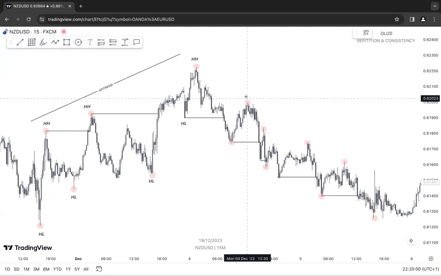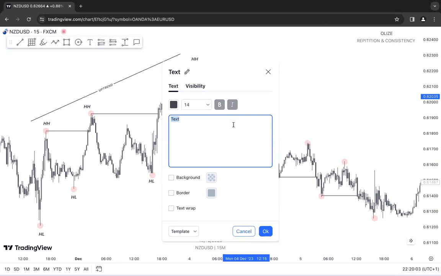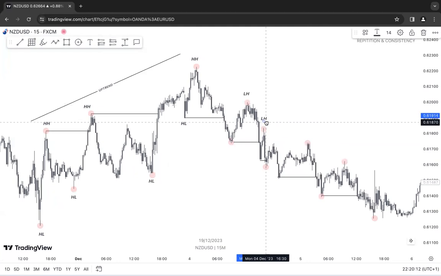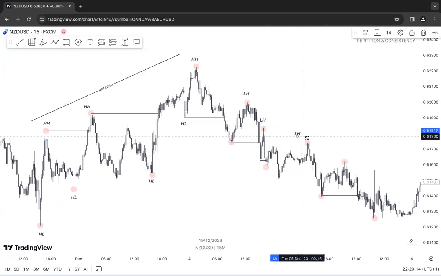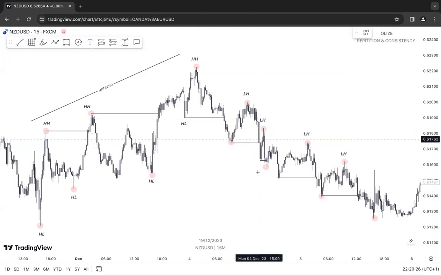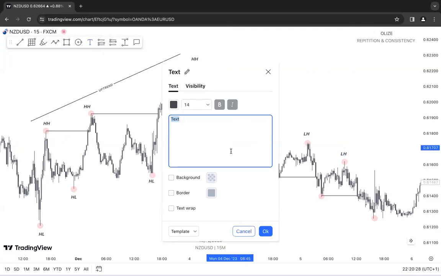This zone here is what? Lower high. Yeah, that's correct. This is a lower high. Same goes for this, a lower high, a lower high, a lower high. And this zone here is a lower low. Yeah, that's correct.